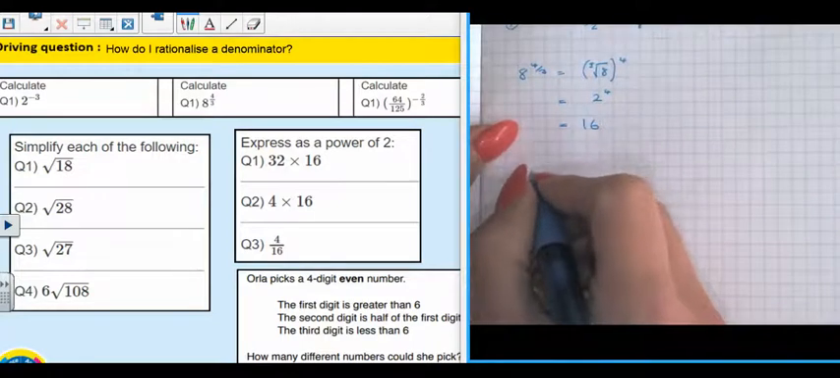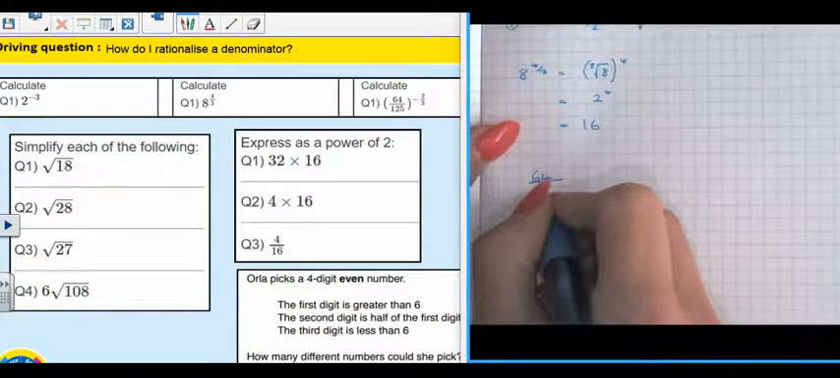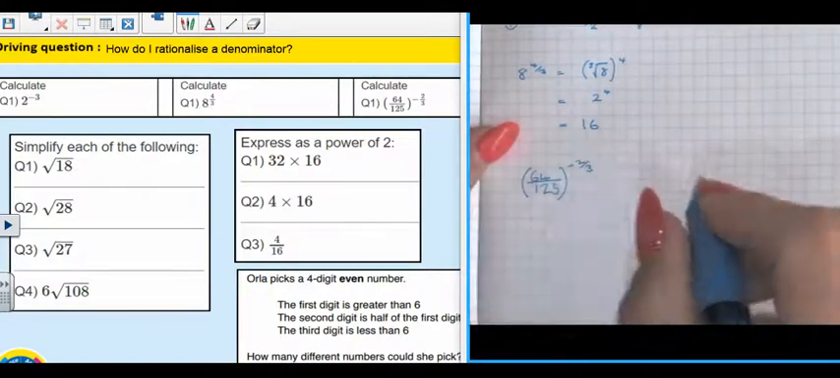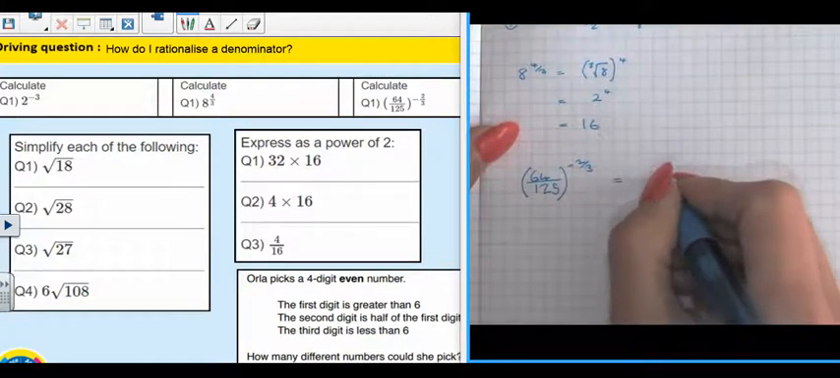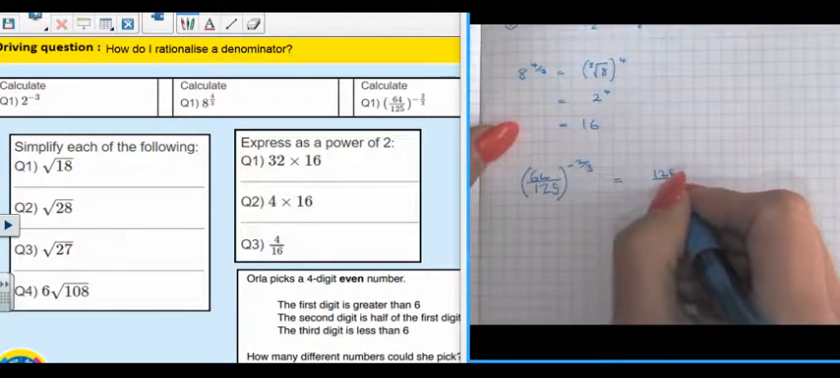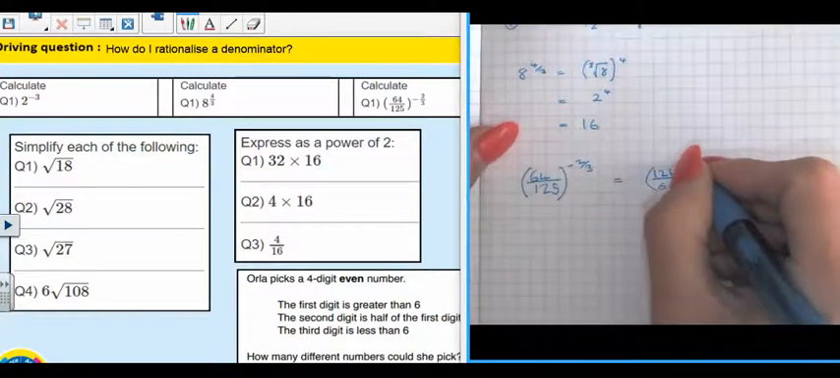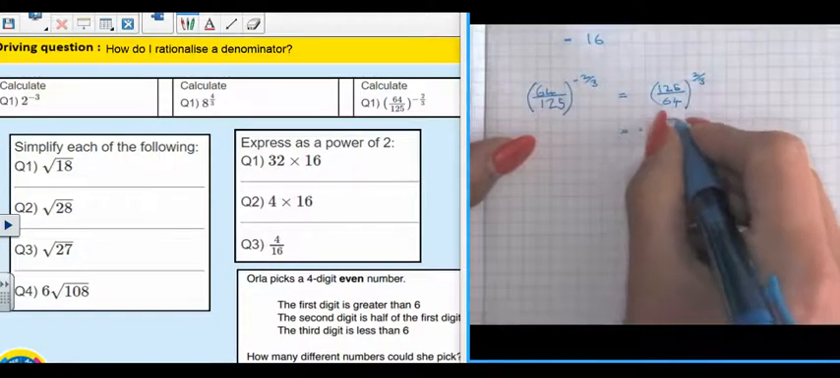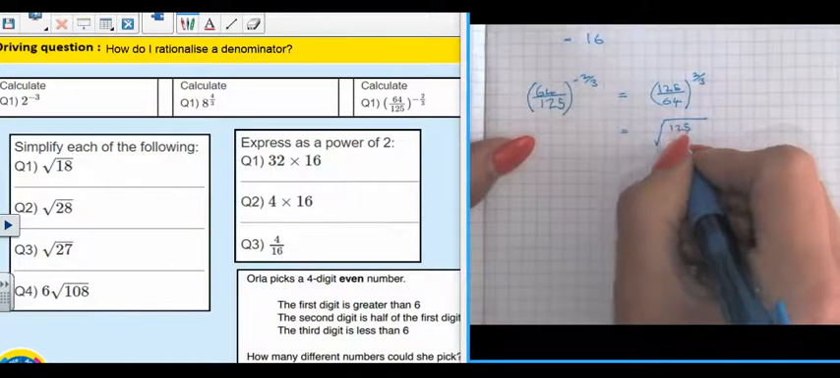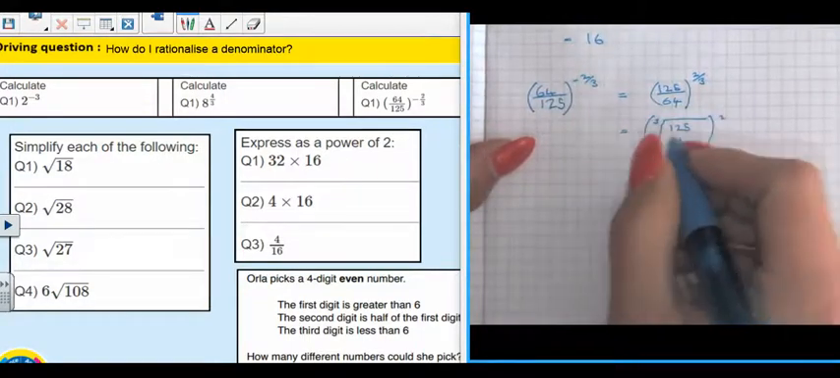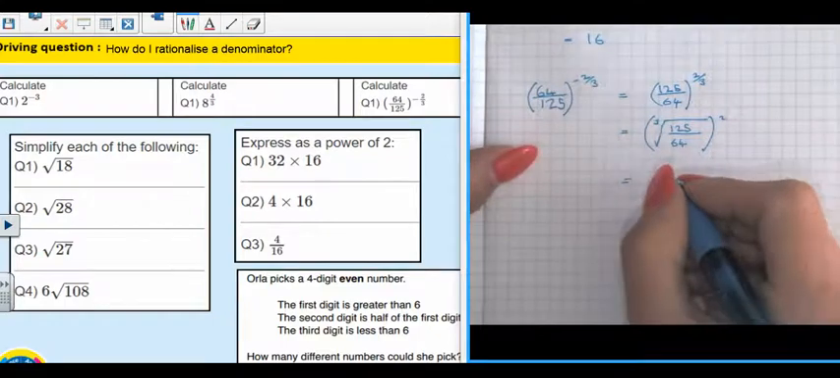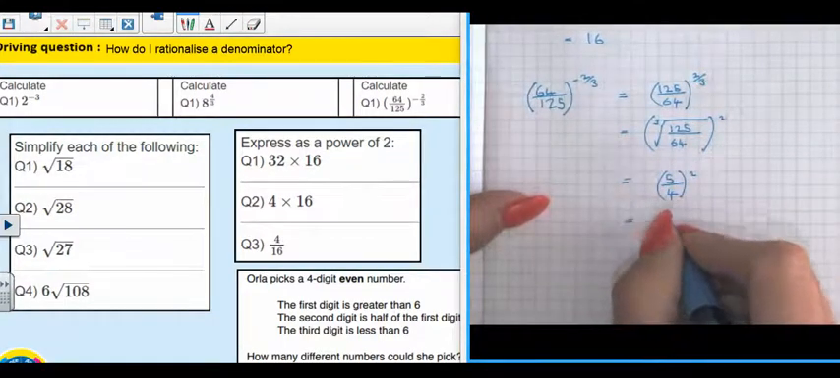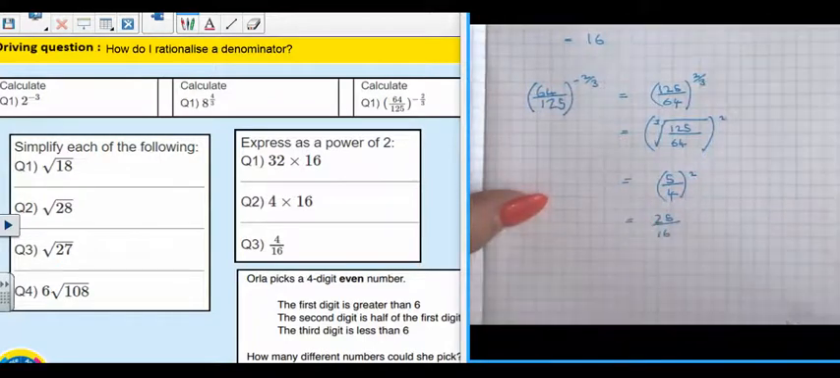The next question, 64 over 125 to the power of negative 2 thirds. We're going to deal with the negative first and find the reciprocal. 125 over 64, and then I'm going to raise that to the power of 2 thirds. So the cube root of 125 over 64, squared. The cube root of 125 is 5, the cube root of 64 is 4, and 5 squared is 25, and 4 squared is 16.